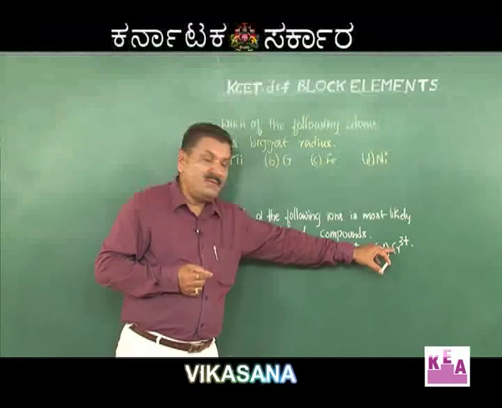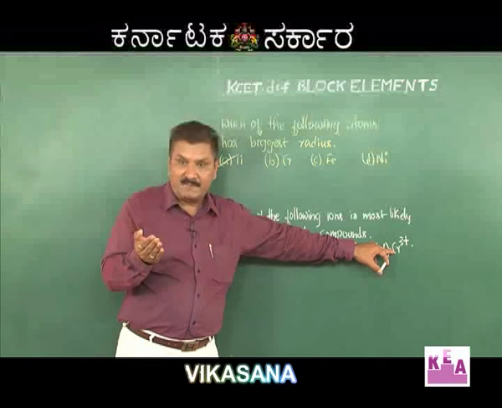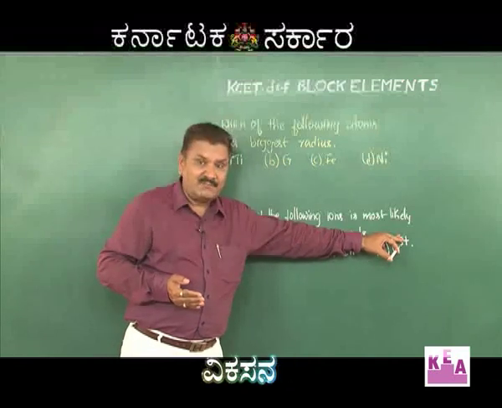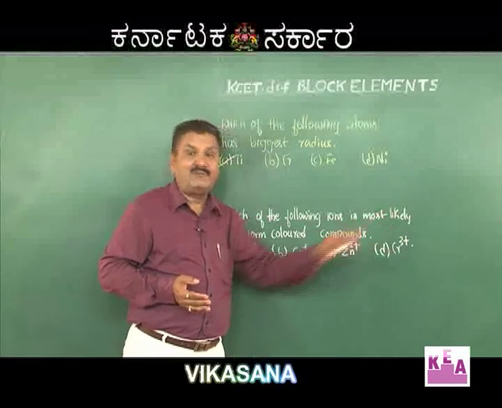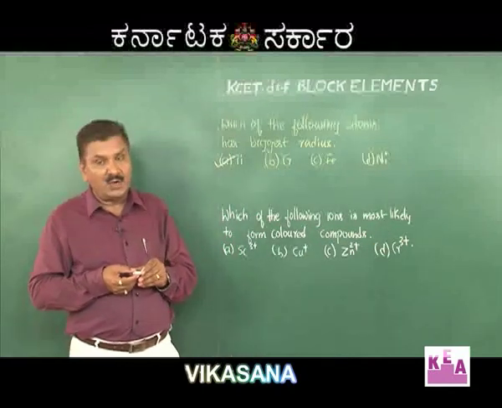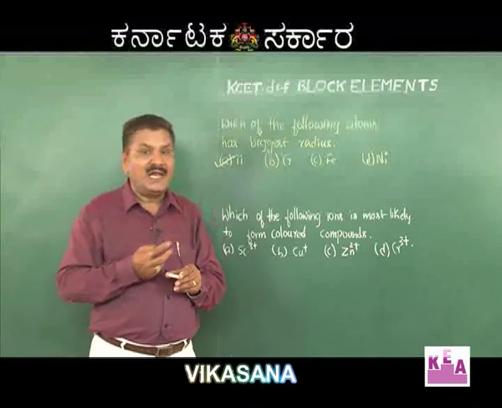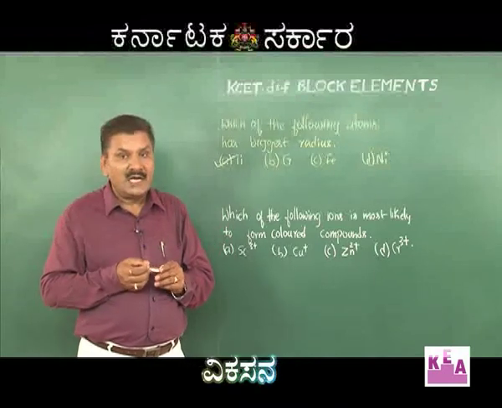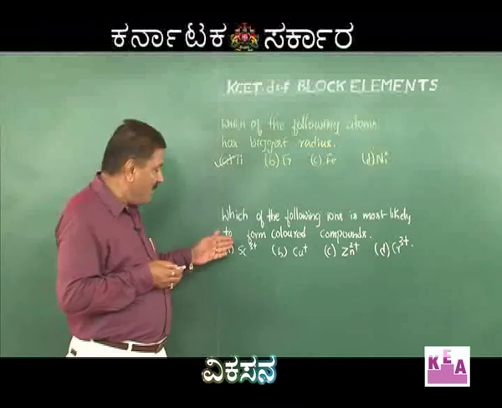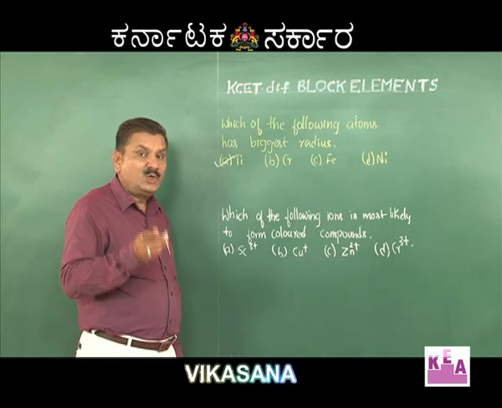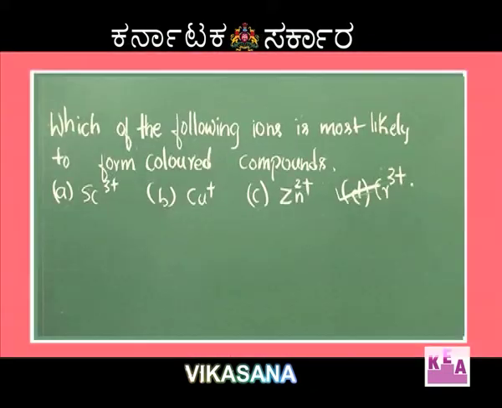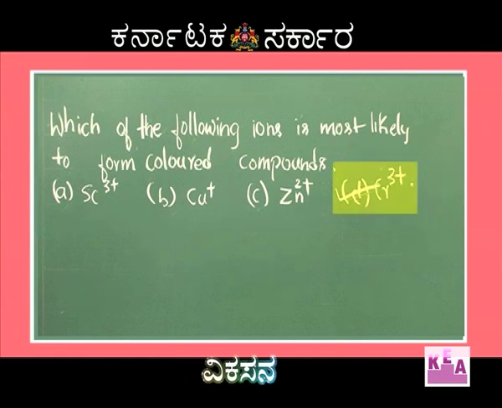3d3 electronic configuration. Chromium configuration is 3d5 4s1. When it forms 3+, it loses 3 electrons. So chromium 3+ is left with 3d3 electronic configuration. It has unpaired electrons, so this forms colored compounds. So amongst the given transition metal ions, the metal ion which has unpaired electrons in d orbital, that is chromium 3+, can form colored compounds. So the correct option is option D.